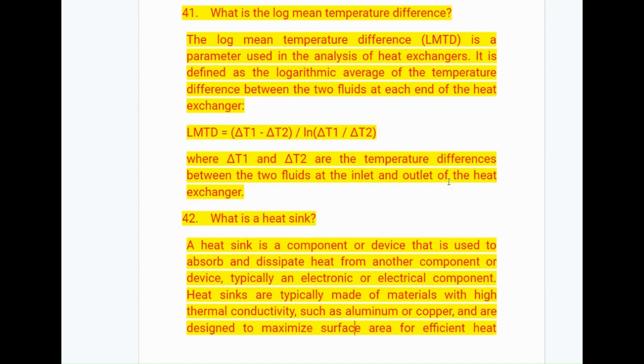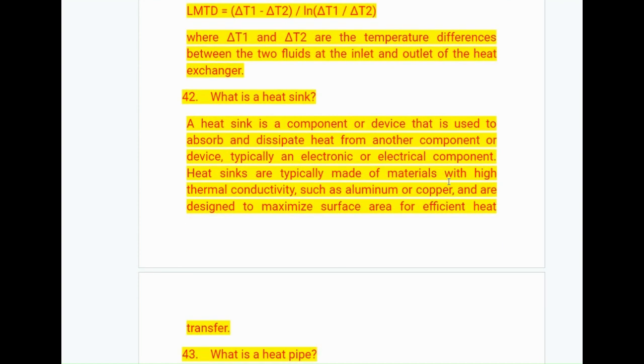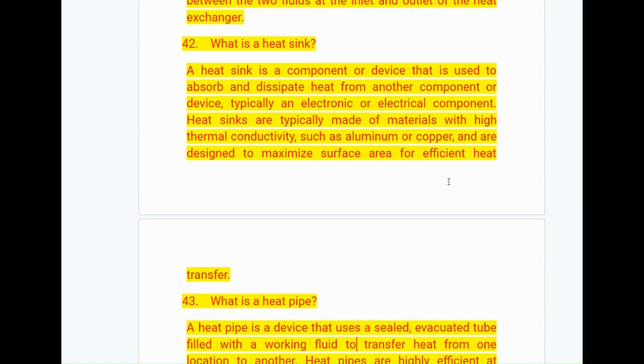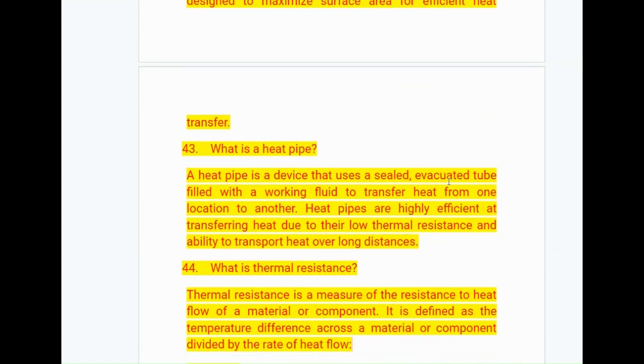What is a heat sink? A heat sink is a component or device that is used to absorb and dissipate heat from another component or device, typically an electronic or electrical component. Heat sinks are typically made of materials with high thermal conductivity, such as aluminum or copper, and are designed to maximize surface area for efficient heat transfer.